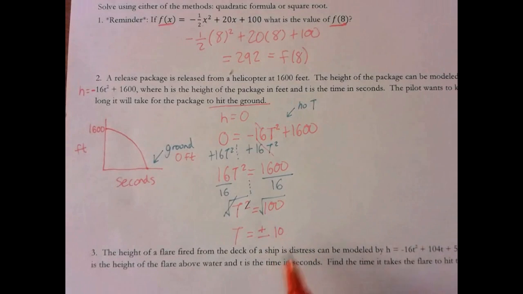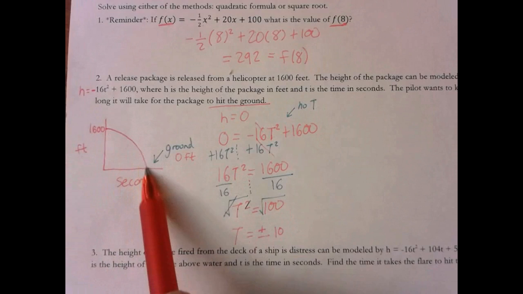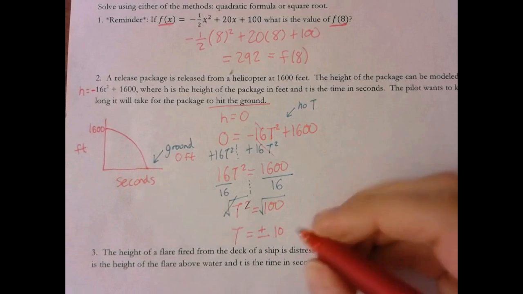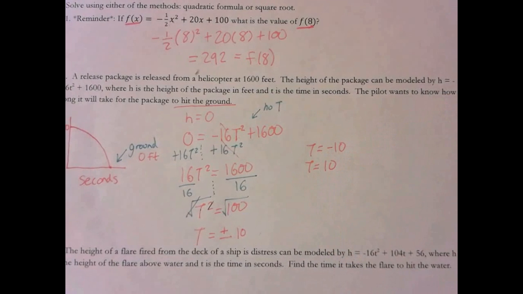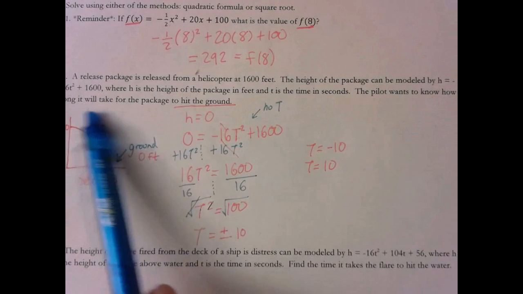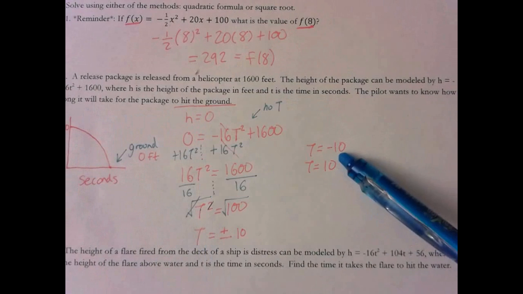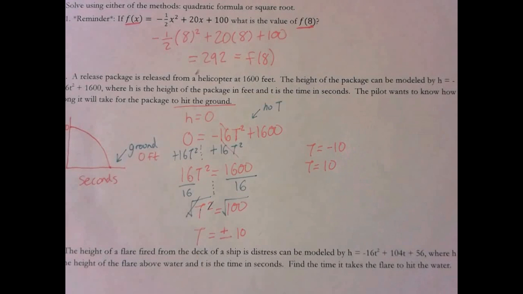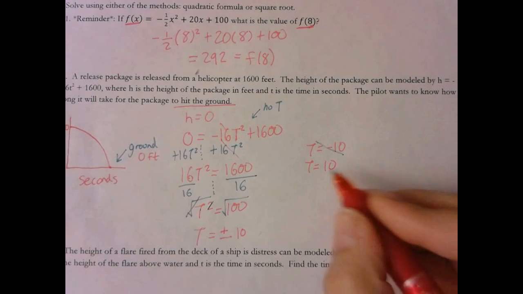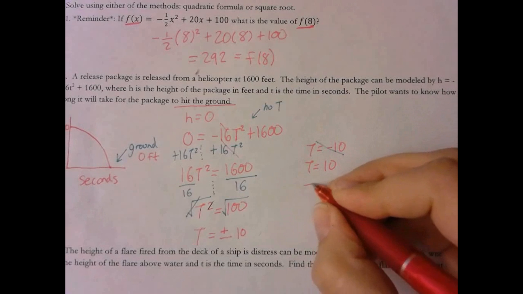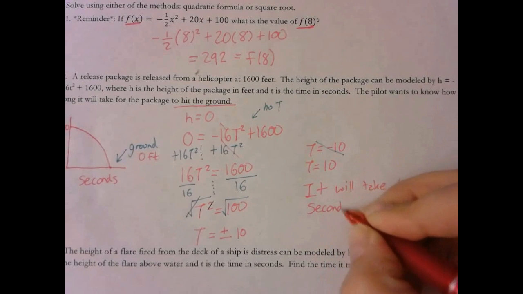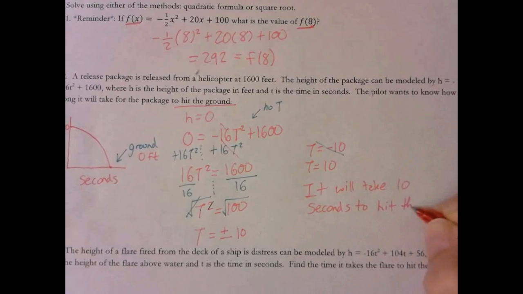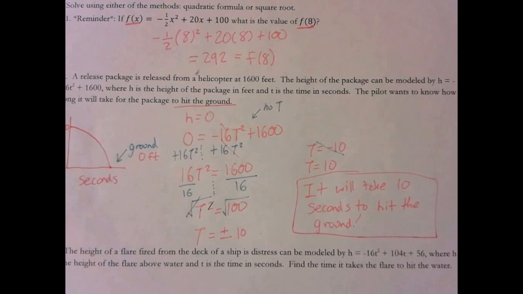So let's pause and think a moment. We know when the package hits the ground, it only hits the ground once. We got two answers. I'm going to write this to the side: we got t equals negative 10 and t equals positive 10. So let's think about this. We're talking about how long it'll take the package to hit the ground. Does it make sense to say it'll take negative 10 seconds? Heck no, that's crazy. But hey, it does make sense to say it'll take positive 10 seconds. So it will take 10 seconds to hit the ground. Yay! We got our first problem done.